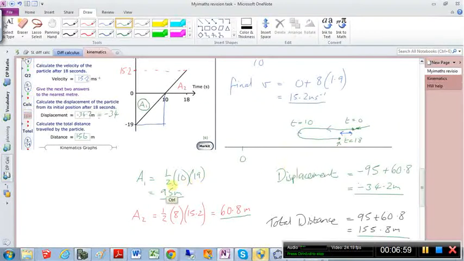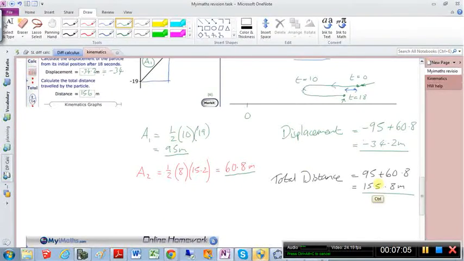The total distance travelled is simply the sum of the areas here under the velocity time graph in this case. The sum is 155.8. Rounding those to the nearest meter, we get negative 34.2.